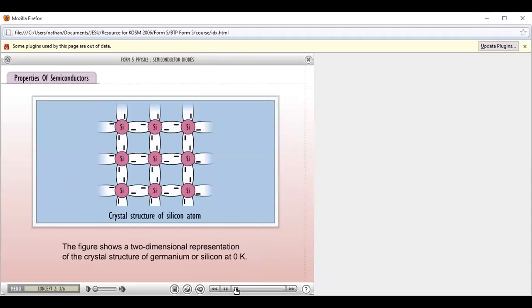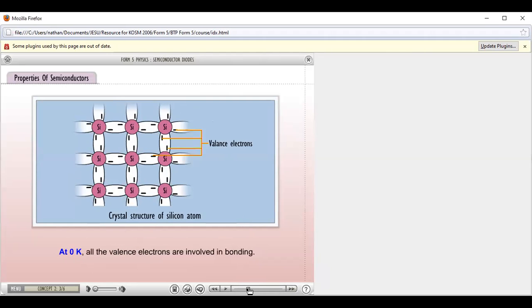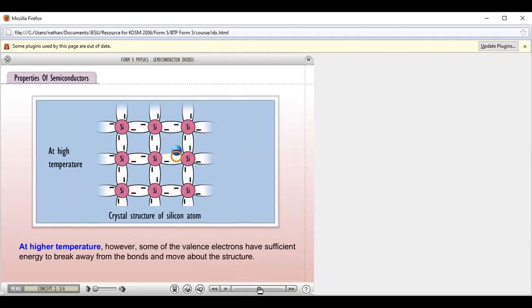At higher temperature, what happens is some of the electrons will gain enough energy. So it can come out from the bonding. For example, I say this electron comes out from the bonding. So when this electron comes out from the bonding, this electron is going to become a free electron.